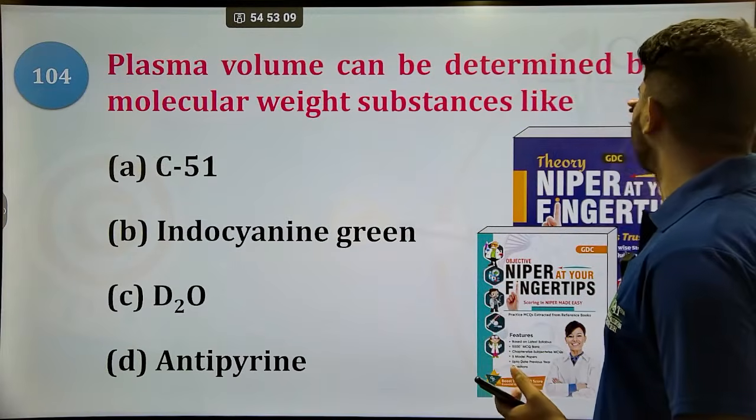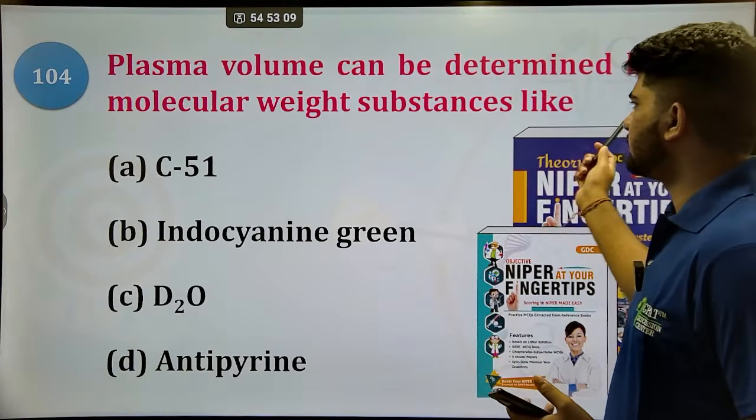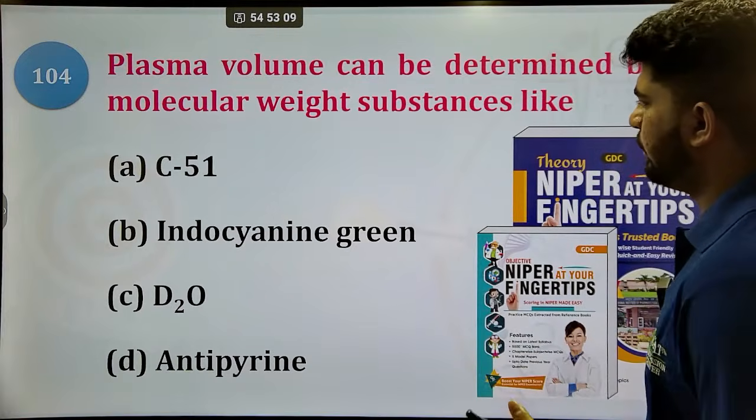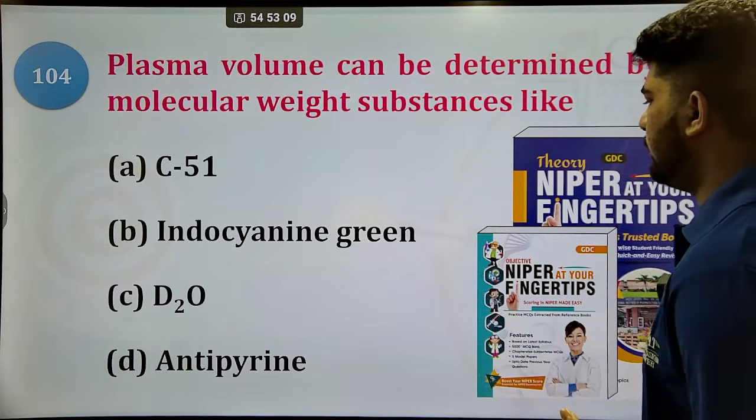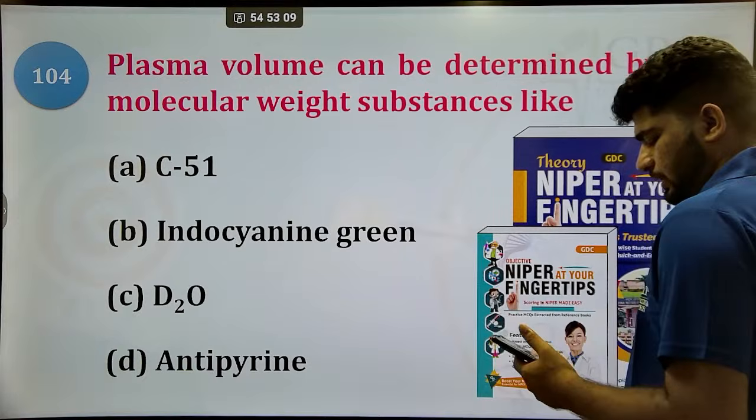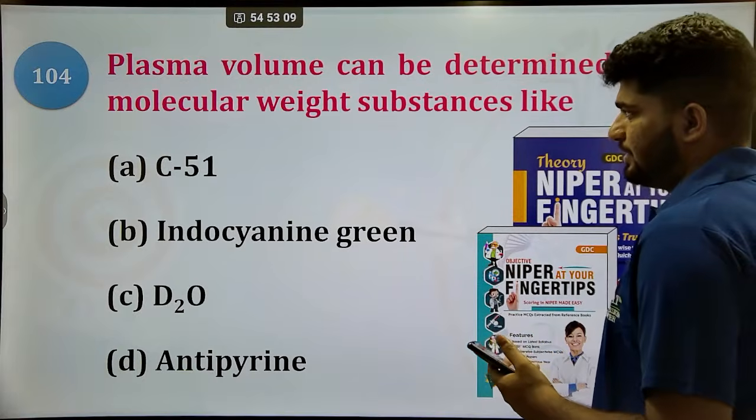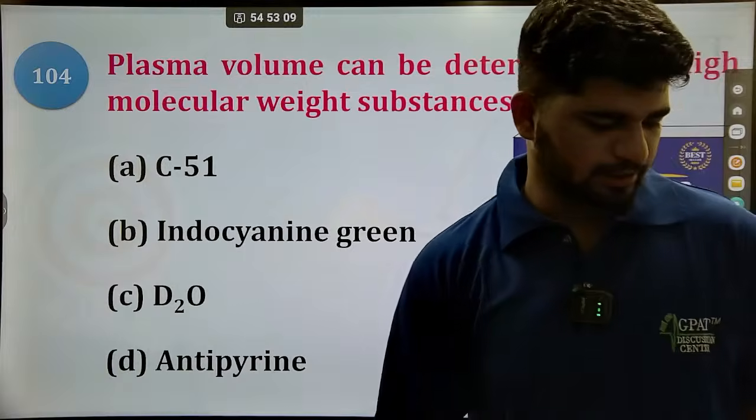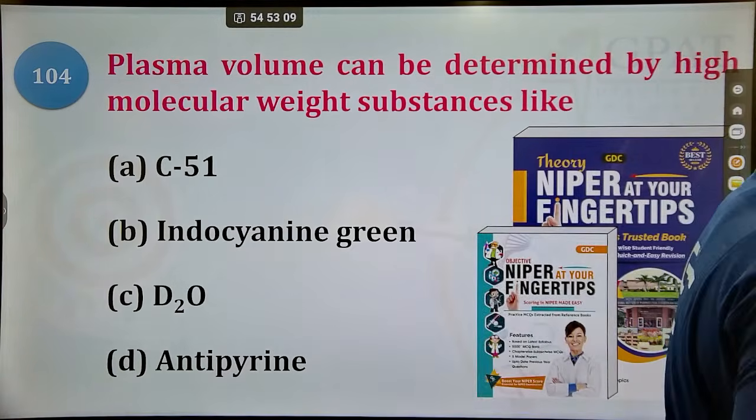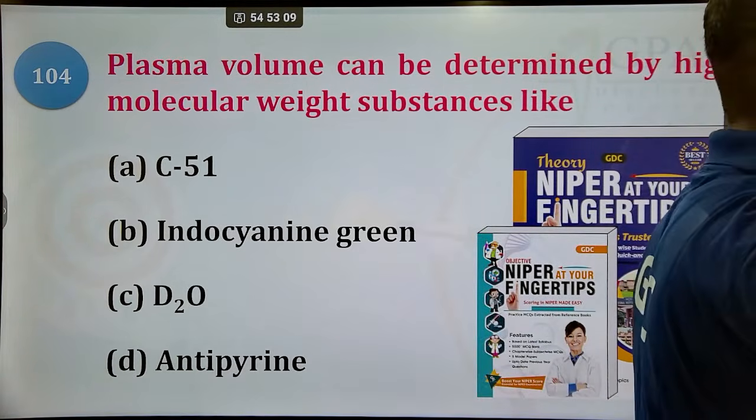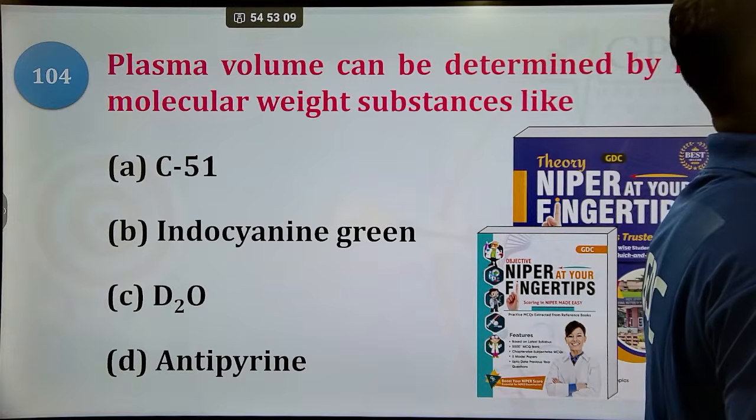Plasma volume can be determined by high molecular weight substances like Evans blue, Indocyanine green, deuterium oxide, or antipyrine. Yeah, simple, right? This is too simple, guys. Do tell me in the comment section, what's the correct answer over here?